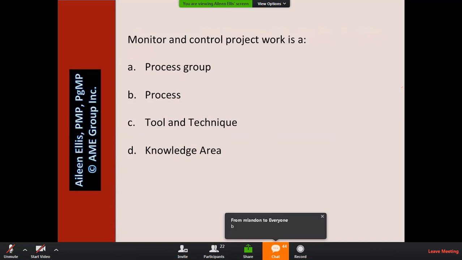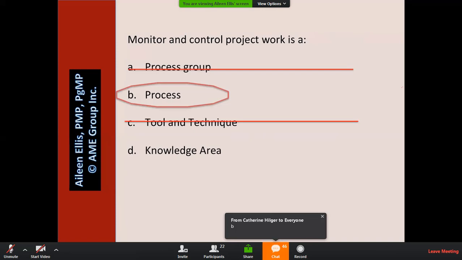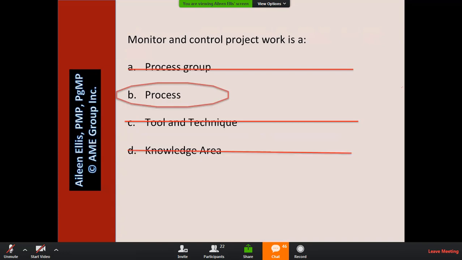So monitor and control project work. It's not a process group because it doesn't end in ing. Monitor and control project work is a process. And there's 49 processes. It's not a tool and technique. We might get to one sample question on tools and techniques. It's not a knowledge area. Knowledge areas include integration management, scope management, schedule management, cost management.